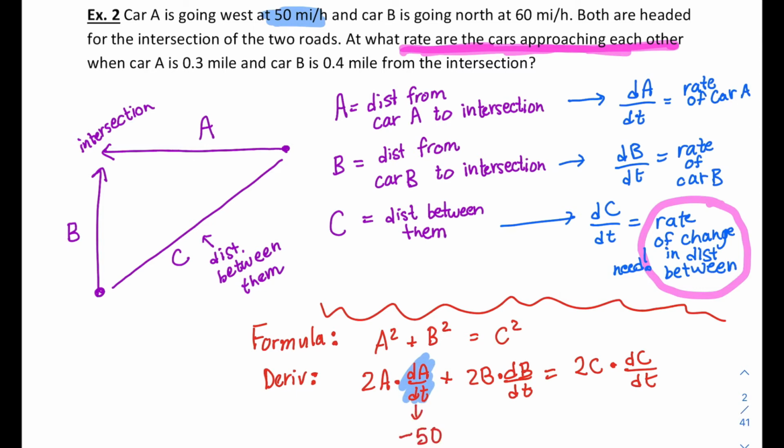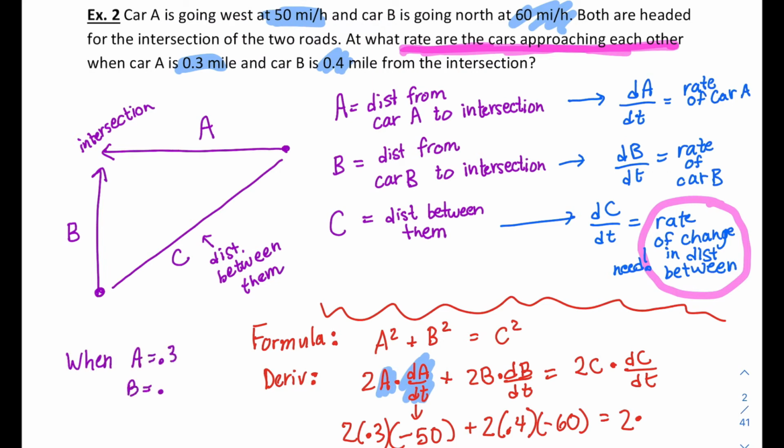Now the key here is that these need to be negative values because my car is approaching the intersection, so the distance from the car to the intersection is decreasing. So that rate needs to be a negative rate of change for both my 50 and my 60. We're looking at the specific point in time when car A is 0.3 miles from the intersection and car B is 0.4, so I can plug those in.